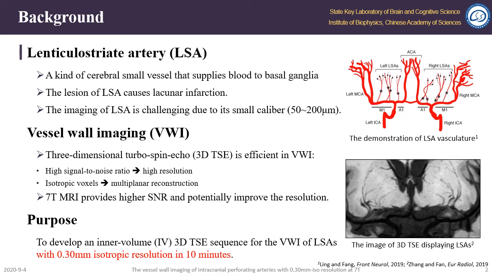For vessel wall imaging, 3D turbo spin echo is a broadly used technique. 7T MRI provides even higher SNR and can potentially improve the resolution further. So, in our study, our purpose is to develop an inner volume 3D TSE sequence for the vessel wall imaging of LSAs with 0.3 mm isotropic resolution in 10 minutes.